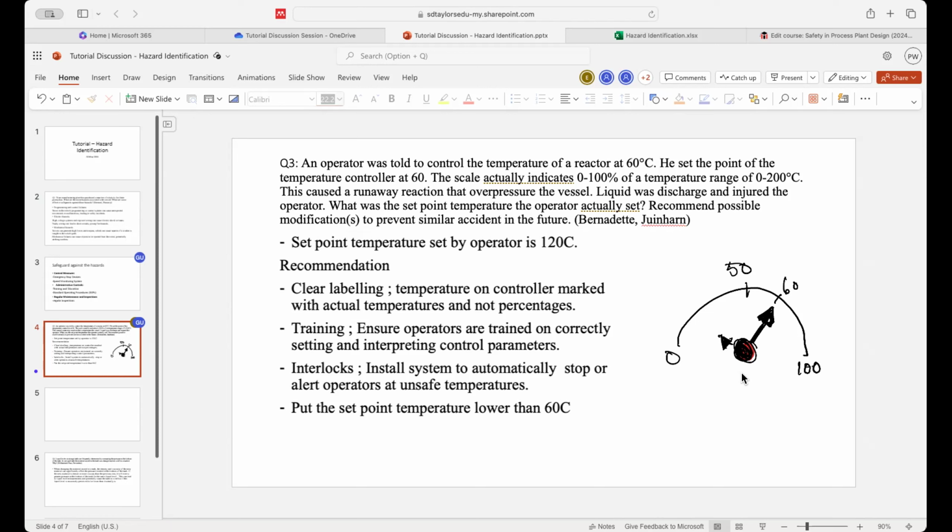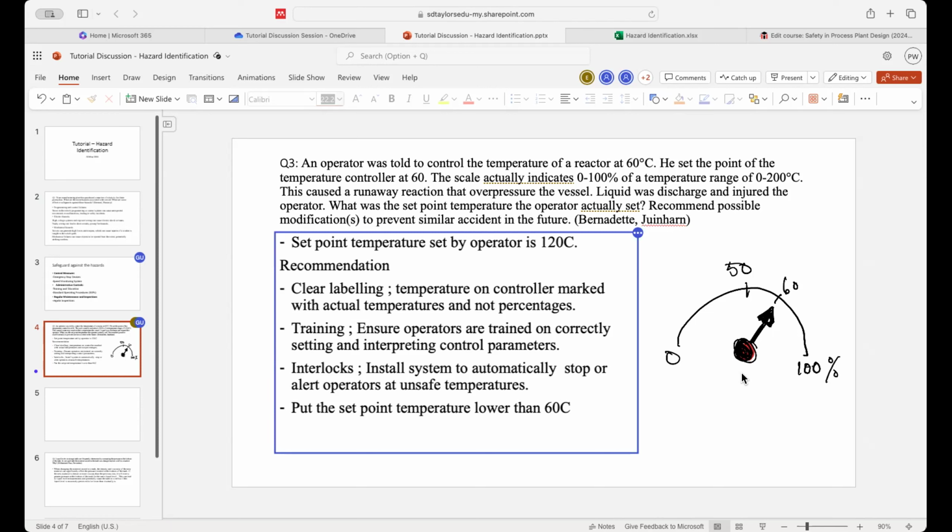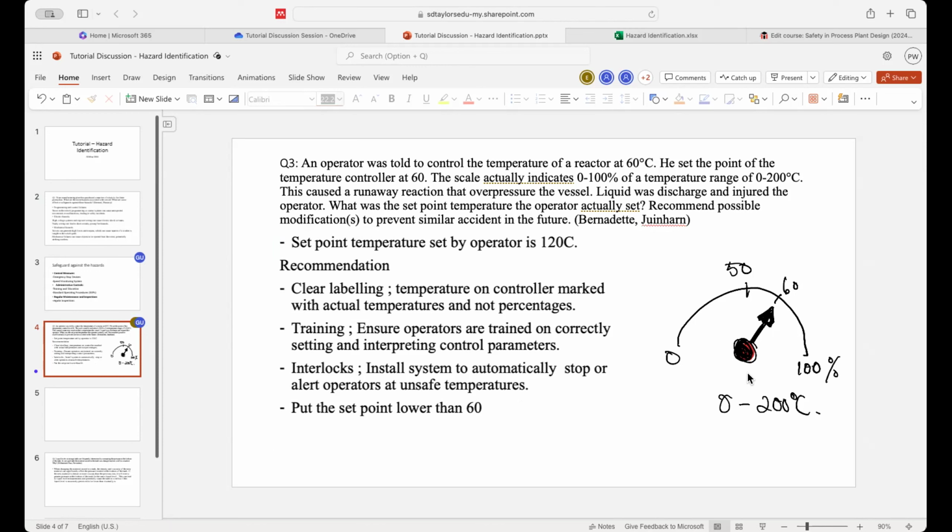But in truth, what we are actually having is that this is not degrees Celsius, but this is in terms of percentage. And it is actually from 0 to 200 degrees Celsius. So when we have 0 to 200 degrees Celsius, what does that mean? The 60% here means this is actually 120 degrees Celsius, like what Jun Han has mentioned. So what they need to do is actually add the 30 here to set it here correctly.